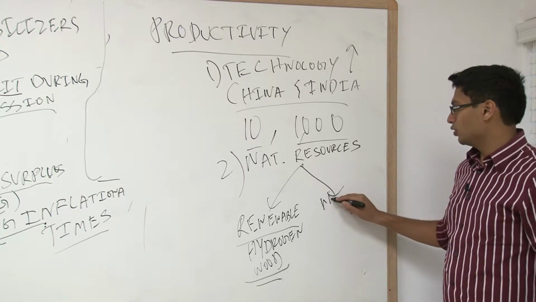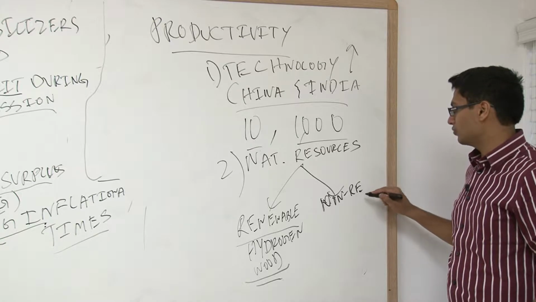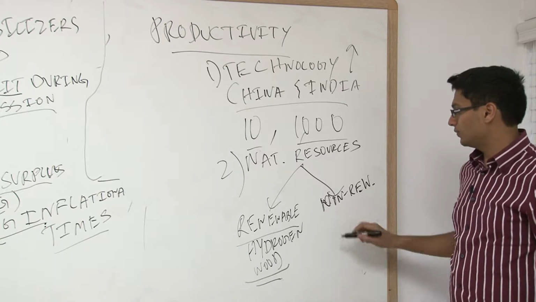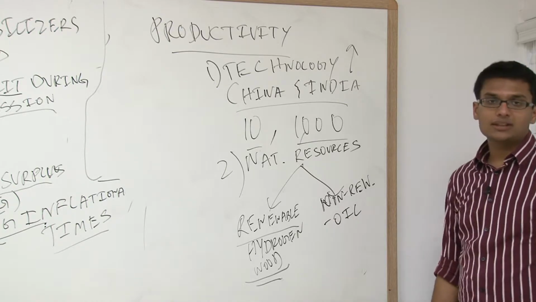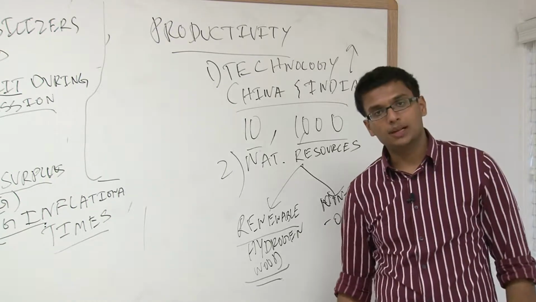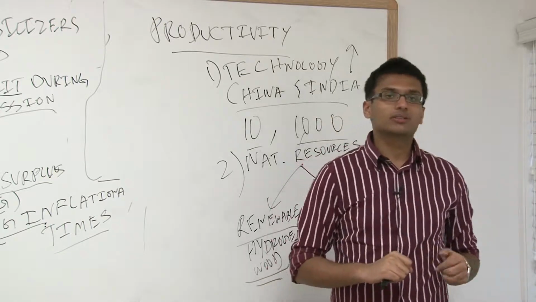The other one is non-renewable, which is pretty much what you think about when you think about most natural resources. Non-renewable resources are things like oil and fossil fuels, right? When you're digging these out, there's only a finite amount, so it doesn't get replenished, okay?